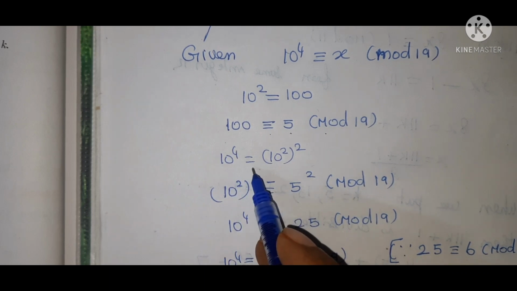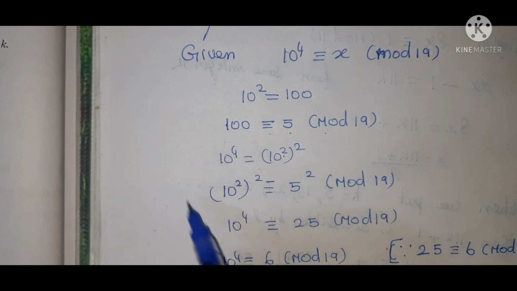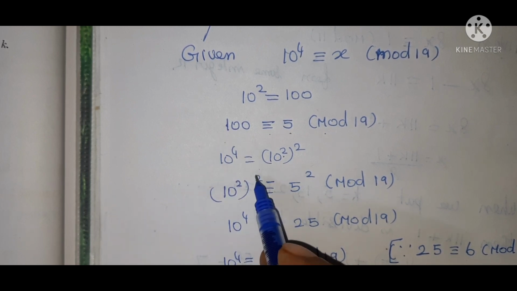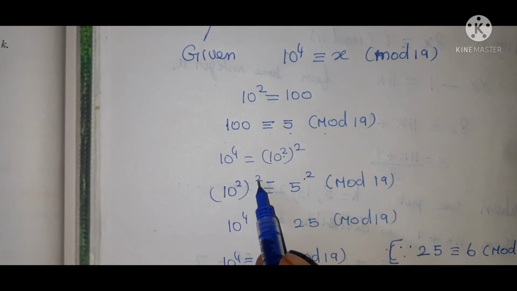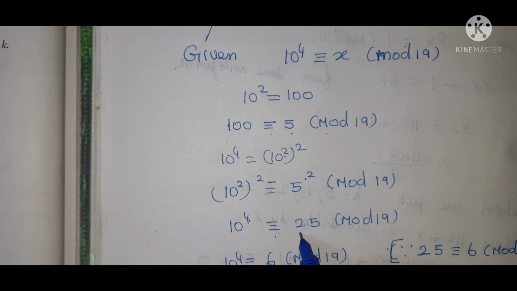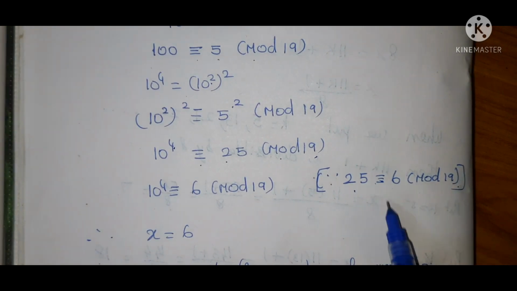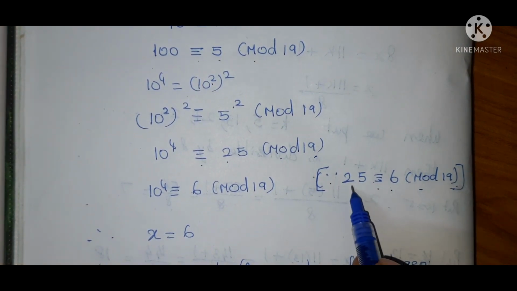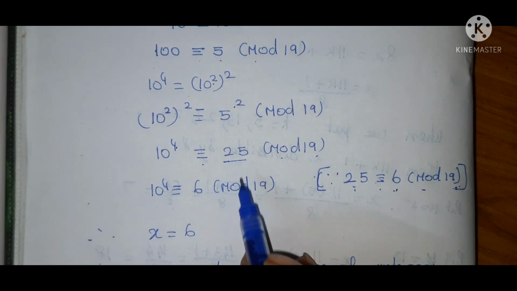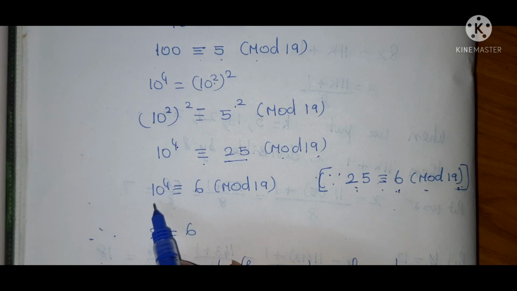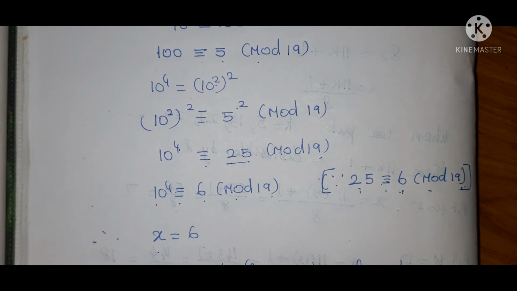10 power 4 is written as 10 power 2 the whole power 2. It can be written like this: (10 power 2) to the power 2 congruent to 5 power 2 mod 19. So 10 power 4 congruent to 25 mod 19. 25 divided by 19, we get the remainder 6, so 25 is congruent to 6. Replacing 25 by 6, 10 power 4 is congruent to 6 mod 19. x is 6.